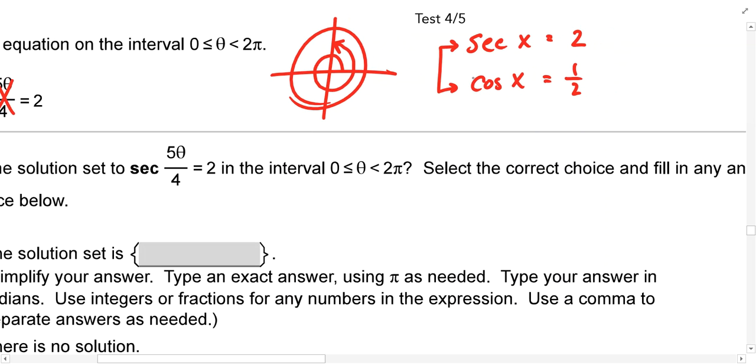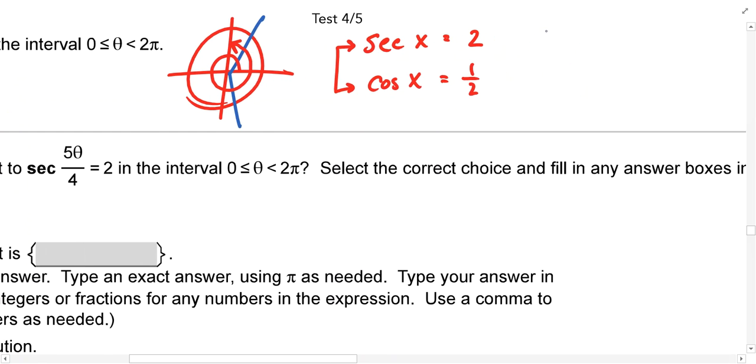And so now I'll ask myself, where does cosine equal 1/2? Where does the x value equal 1/2? Well, that's here and here. So our solution for x is at pi over 3. That was this first one. We'll continue to rotate around. That's, let's see, 1, 2, 3, 4, 5 pi over 3.